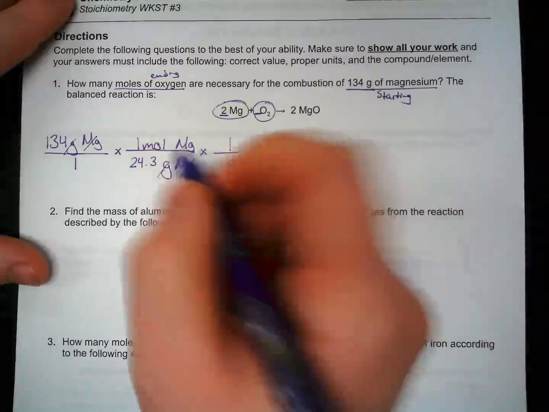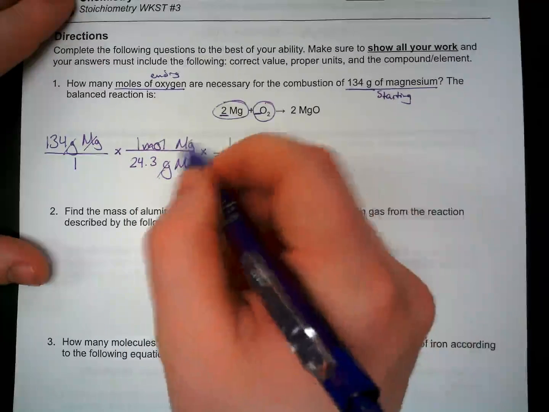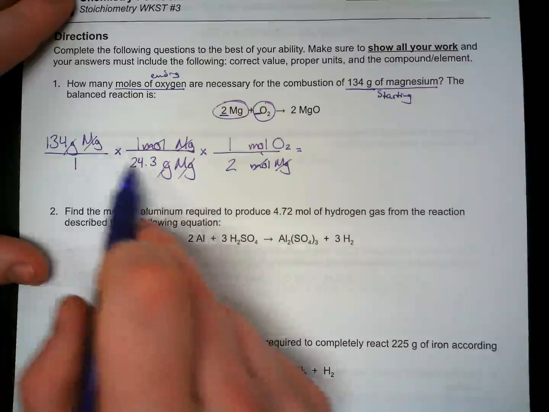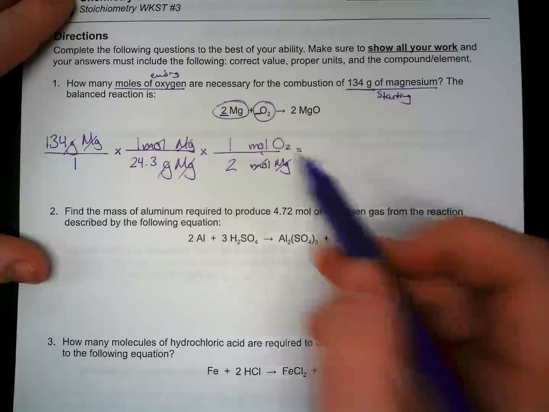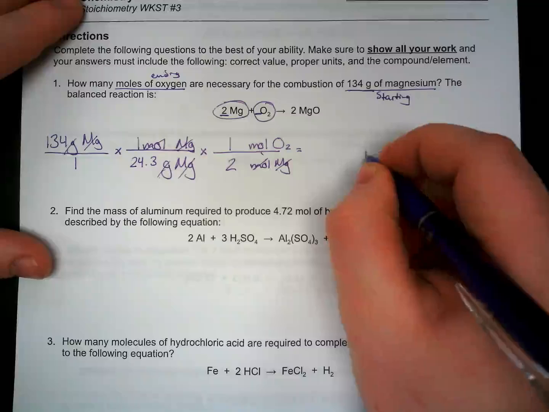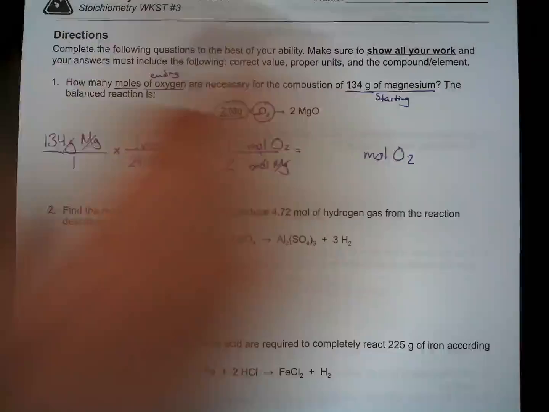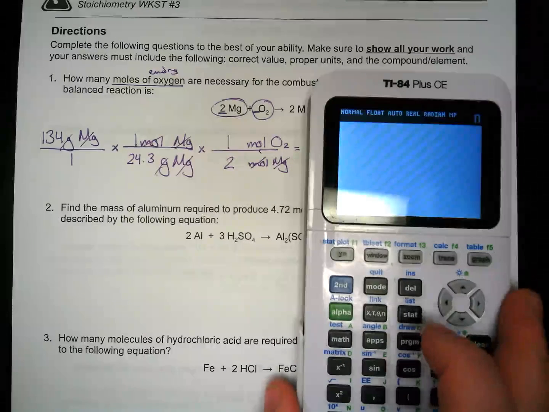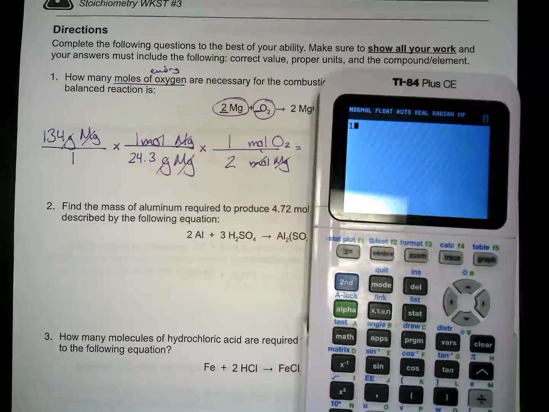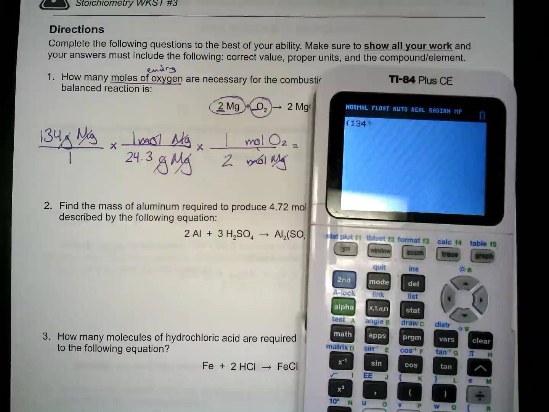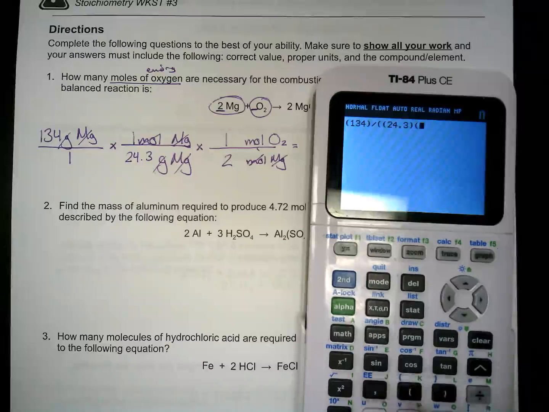Okay, and I want to double check to make sure those would cancel, that would cancel, and I would just be left with moles of oxygen. So all these other moles, grams, and compounds and elements all cancel out, and I'd be left with just moles of O2. And if I put that in my calculator, it'll be 134 divided by 24.3 times 2.